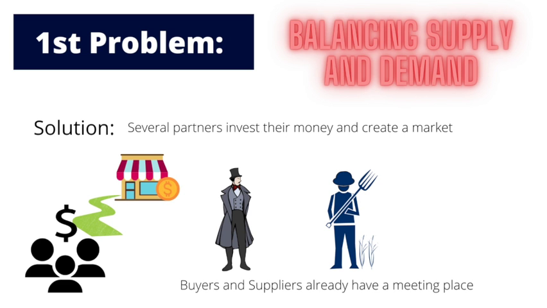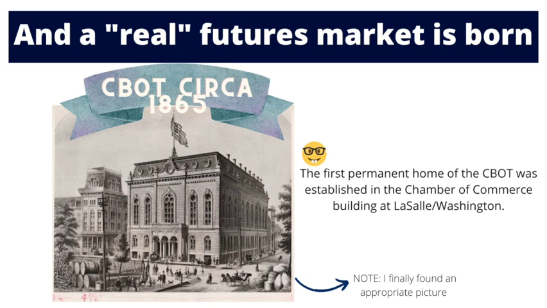The first problem dealt with the difficulty of balancing supply and demand. The solution: get several partners to invest their money and create a market with a specific physical location. That way, buyers and suppliers already have a meeting place, and the real futures market is born. Let's appreciate the following picture. In 1865, the first permanent home of the CBOT, or Chicago Board of Trade, was established in the Chamber of Commerce building at LaSalle, Washington.